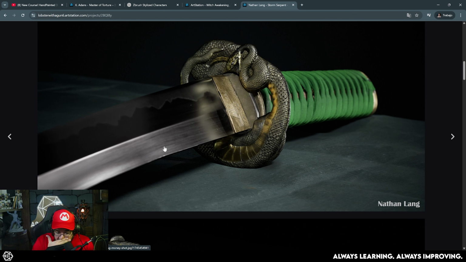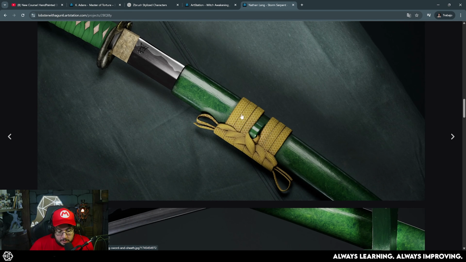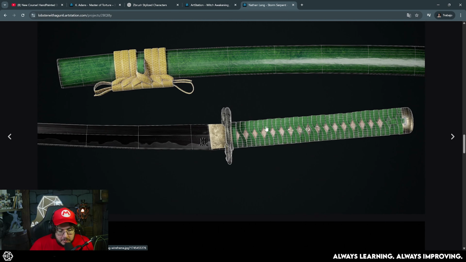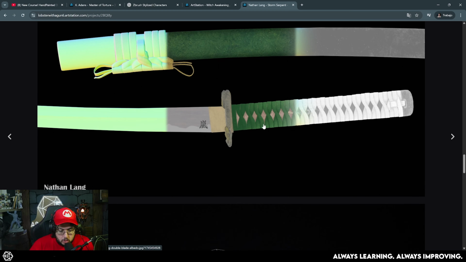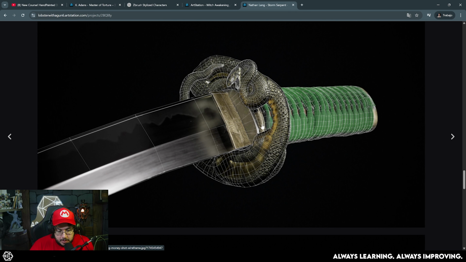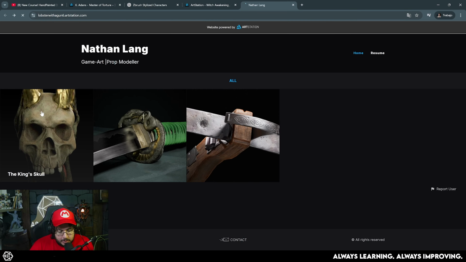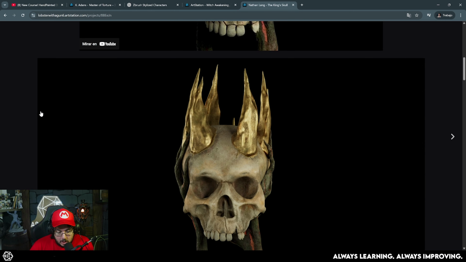This is good. I like it. Good detail on the serpent there on the handle. Yeah, look at that. The leather, the elements look way better. I don't know why people love doing katanas. I mean, they're cool, of course, but that's the only issue that I see, that there might be too many of these out already. So, and then we have this one right here, the King's Skull.